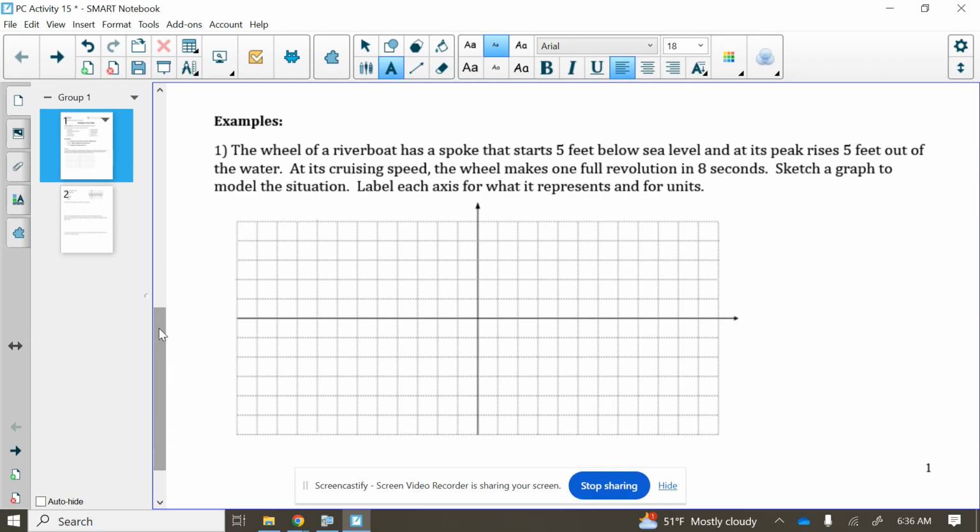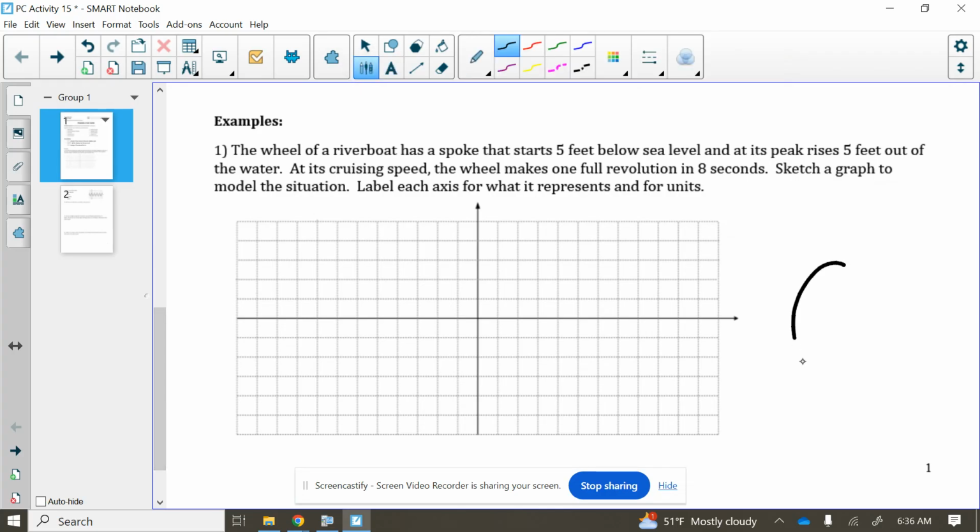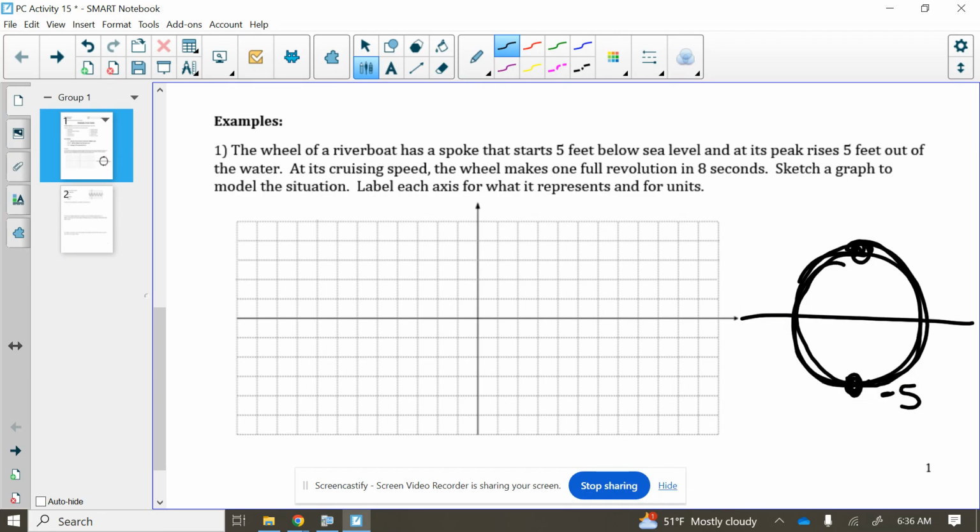So in this first example of a real life situation, we have the wheel of a riverboat that has a spoke that starts 5 feet below sea level. So if we think about this wheel, it's starting 5 feet below. At its peak, it's rising 5 feet out of the water. And at its cruising speed, it's taking 8 seconds to make that revolution. So we're down 5 feet below, 5 feet above, and the time it's taking to make that cycle is 8 seconds. And we want to sketch a graph of this situation.